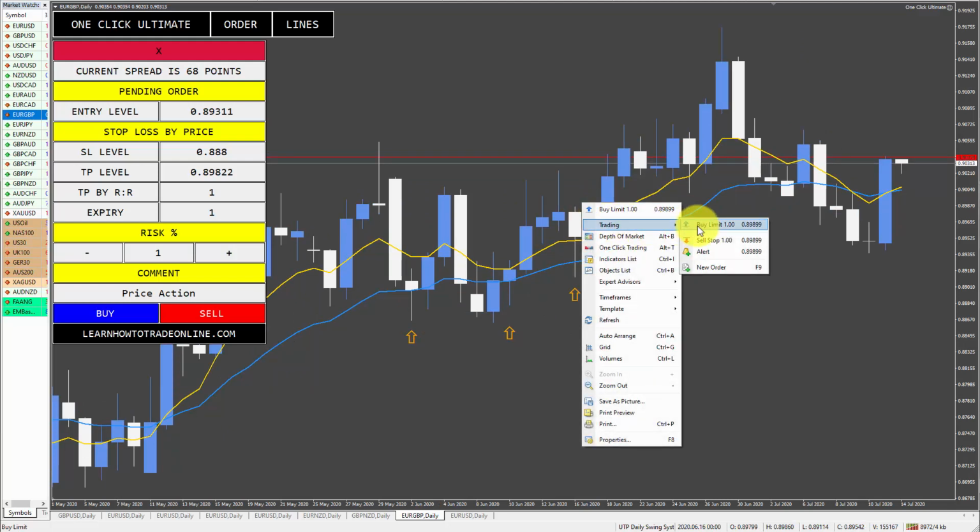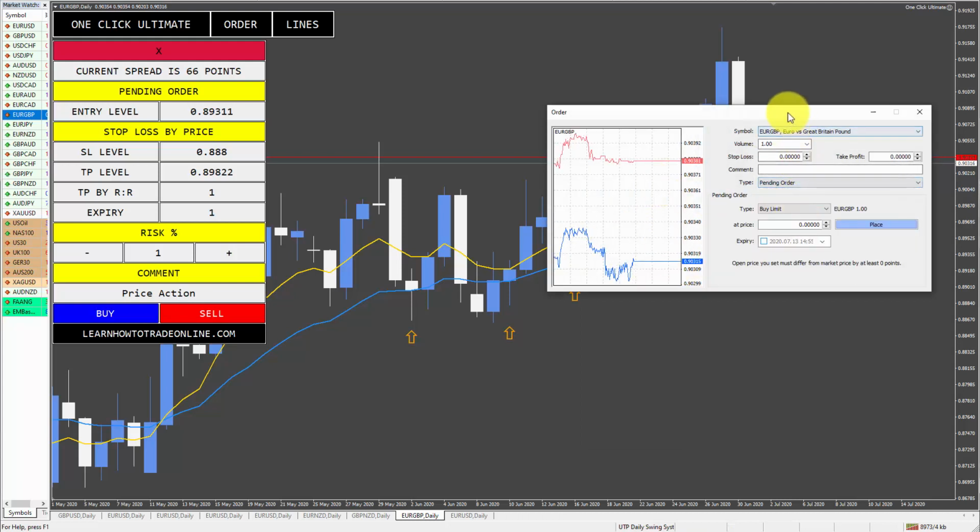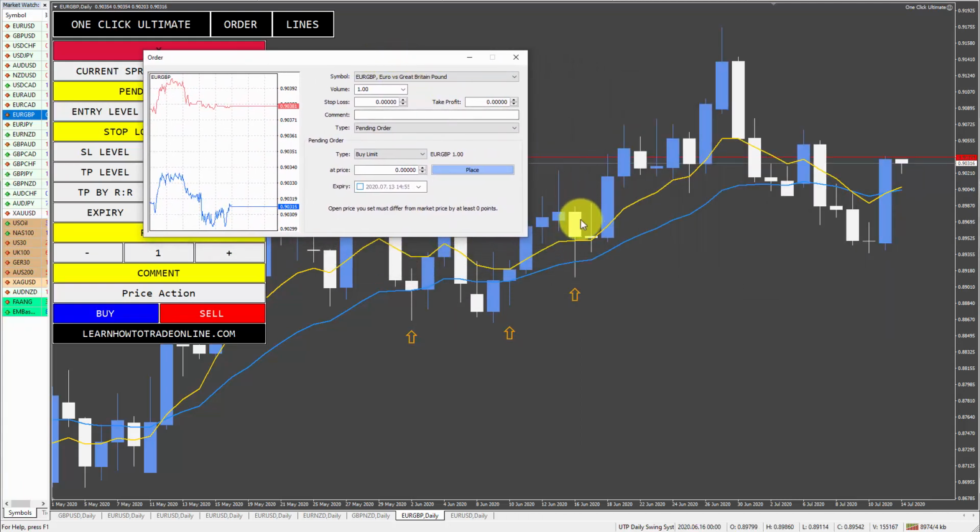you go trading, you'd go to new order, you'd go to a pending order, and ordinarily what you'd do then is take the high of this candle. Well, it would have been a buy stop at the time, but high of that candle is going to be 89.86. Add a couple of pips, so up to 88. Stop's going to be the bottom of that candle, which is 89.114.